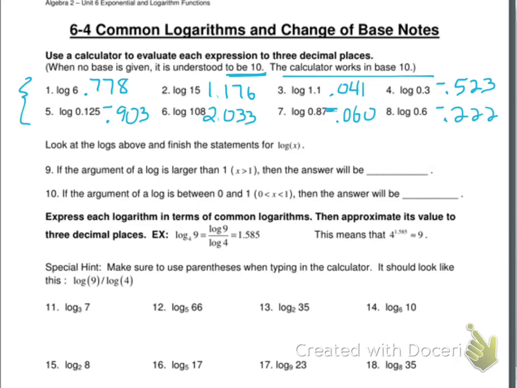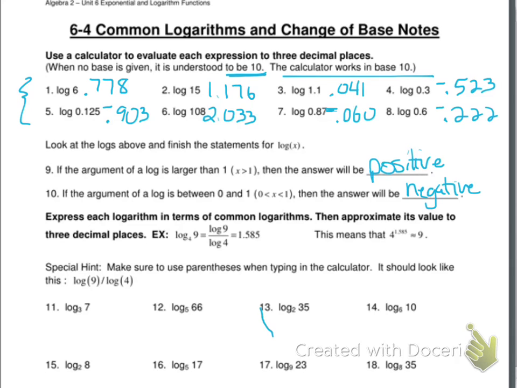And then here we make a little observation. Look at the logs above and finish the statement. So if the argument is larger than 1, then what do you notice about all the answers? They are positive. If the argument is between 0 and 1, then the answers are negative. So it's just a little observation.